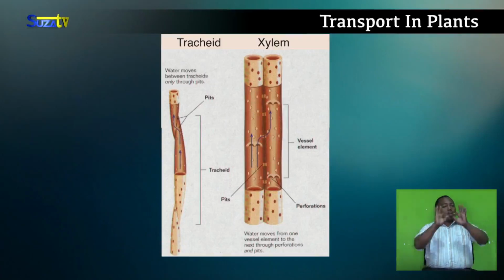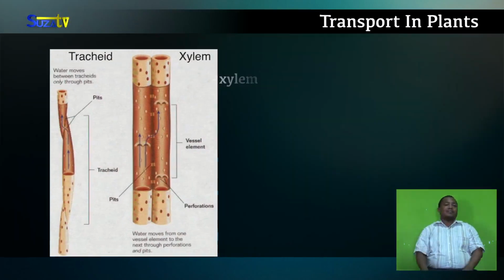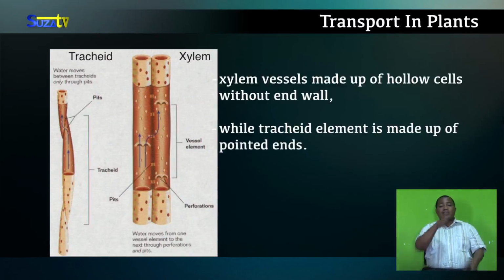Very nice, my dears. Xylem vessels are the most efficient at transporting water and mineral salts compared to tracheid elements. This is because xylem vessels are made up of hollow cells without end walls, while tracheid elements are made up of pointed ends.